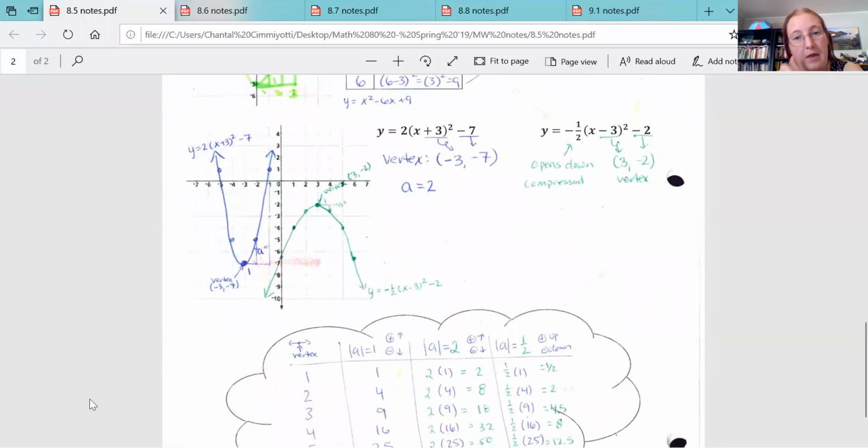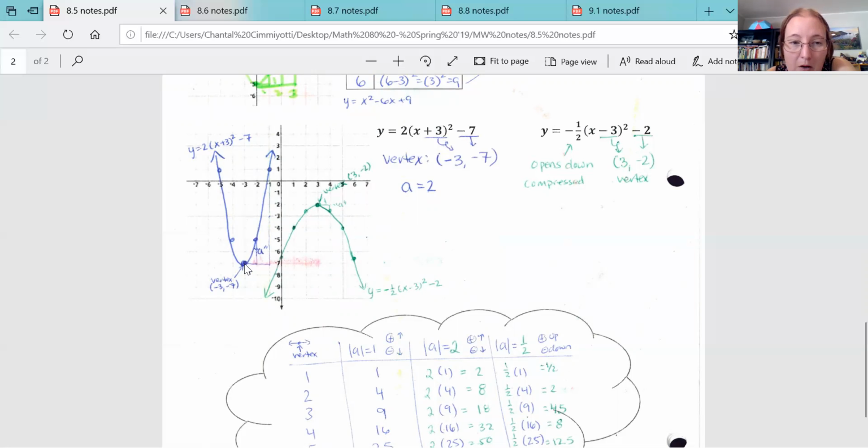This next one is where the a is 2, and we have changed in the x direction and in the y direction. So the x has been affected, and again we do the opposite, so -3, and the y has been affected. Keep that the same. So the vertex is at -3, -7. We have shifted to the left 3 and down 7 from the parent.